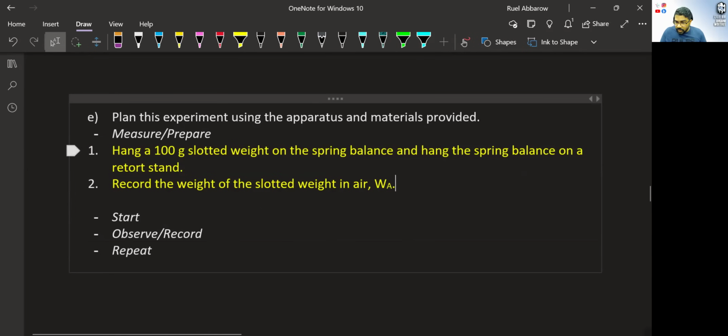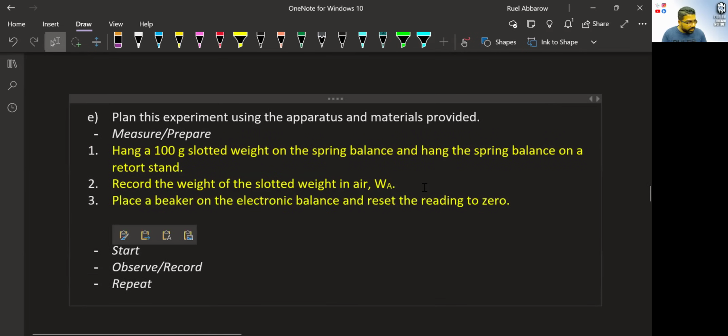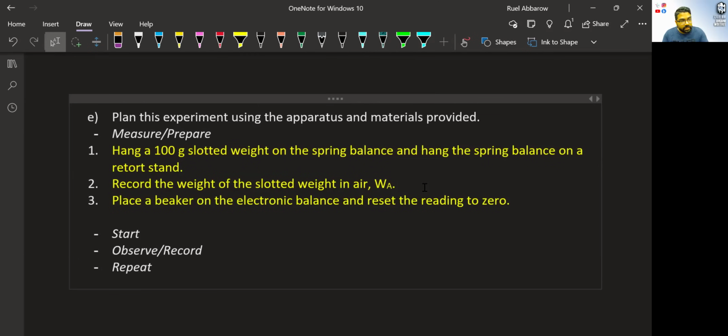Okay, place the beaker on the electronic balance and reset the reading to 0. So we are zeroing the electronic balance while the beaker is on top, so that when we add the water, we would only be measuring the weight of water. There's no need to do any subtraction here. You don't need to measure the mass of the empty beaker and then the beaker with the water and subtract later. No need. You straight away zero it with the beaker on it, right? Okay, so basically this is our preparation. We are already set to start the experiment.